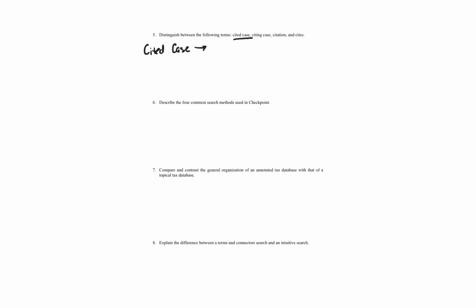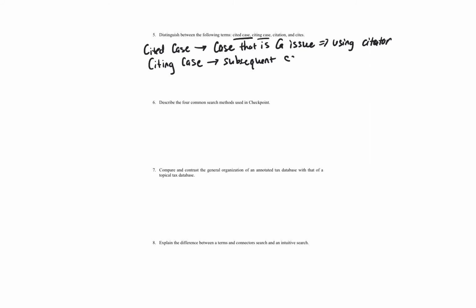In the intro video, the intro to Checkpoint, I gave an example looking at the citator. We looked at the case. The case at issue is a cited case. It's the case where you're using the citator. The citing case or cases are the subsequent cases that reference the cited case. Those are the future cases that reference the cited case.